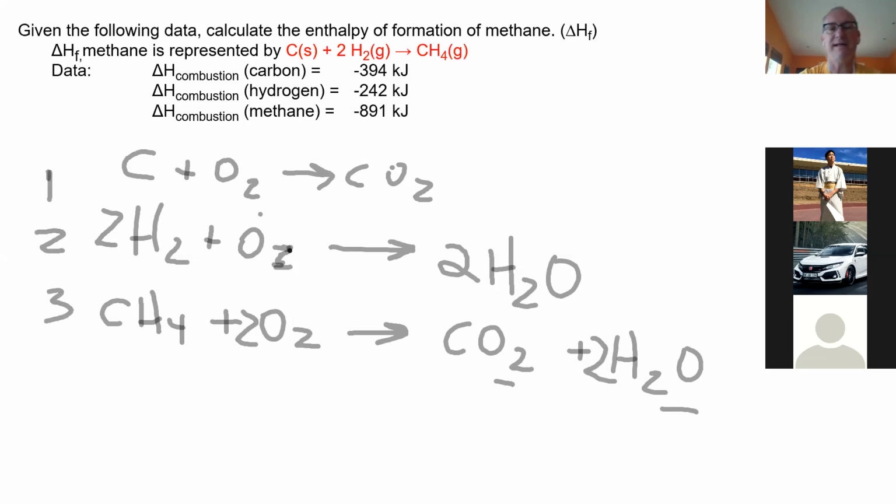We need to arrange these in a way that we get back this at the end. So this is a classic Hess's law question. When you do these, the first thing I like to do is find out where my reactants are, where my products are, and get them on the right side. So where are we going to find C?